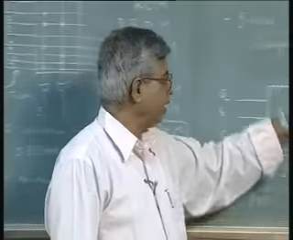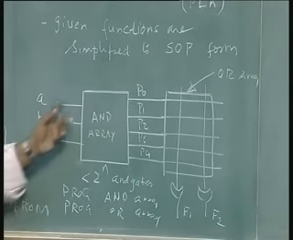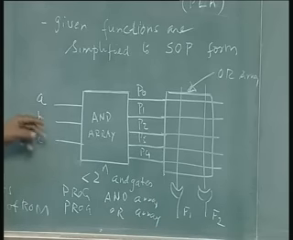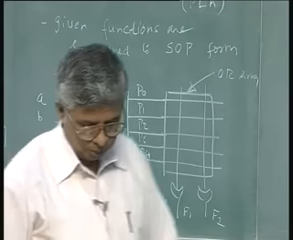So, if I can simplify my output functions F1 and F2 using the inputs A, B, C in such a way that I have as many common terms as possible, then I can make an efficient implementation of F1 and F2. We will see an example in this case. I am not going to do the Karnaugh map because, as I said, this is something which you must have learned in my previous course.